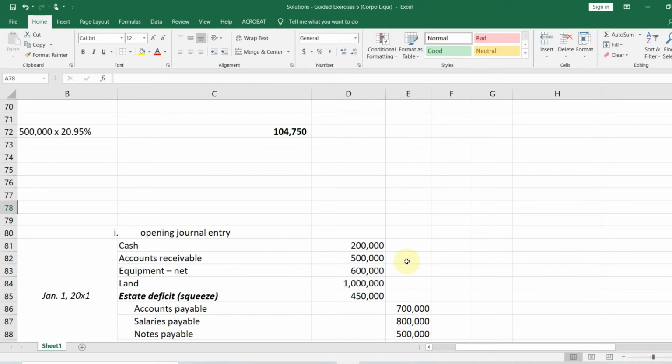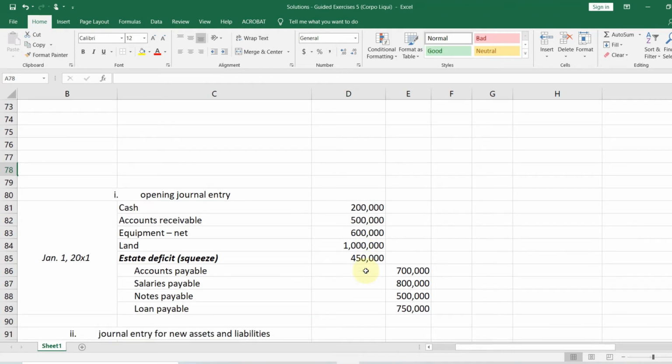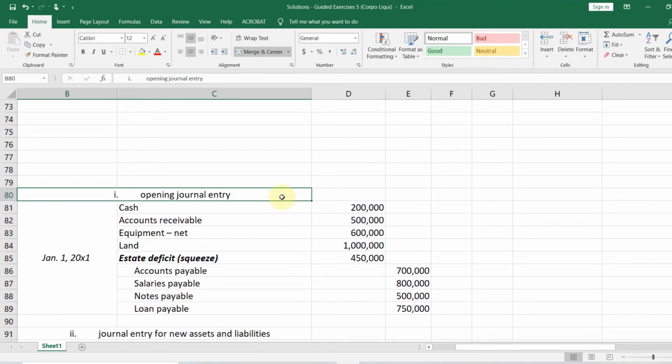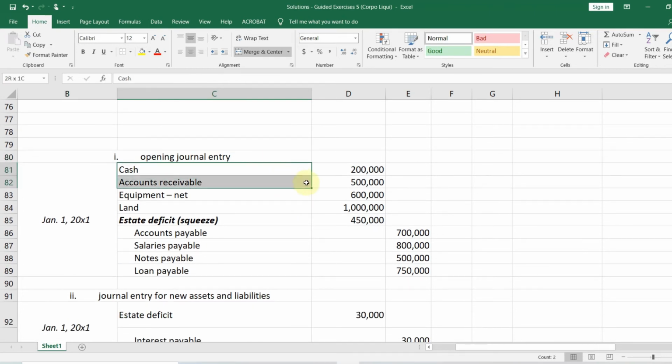The first requirement is to provide the journal entries in the books of the receiver. When you are doing the statement of realization and liquidation, it is assumed that you have given the settlement of the affairs to a receiver or a trustee. So the opening journal entry is that you're giving it to the receiver. How do you do that? You just debit the assets. These are the carrying amounts: 200, 500, 600, 1 million.